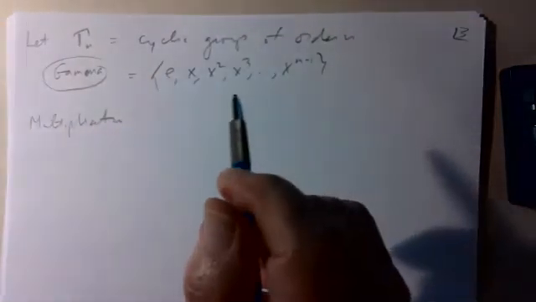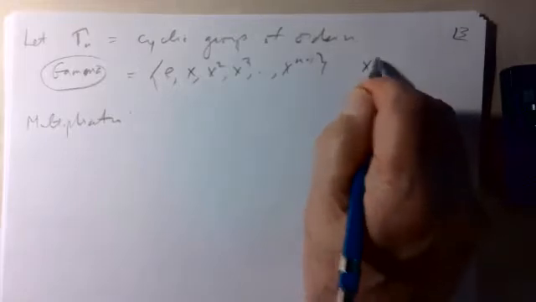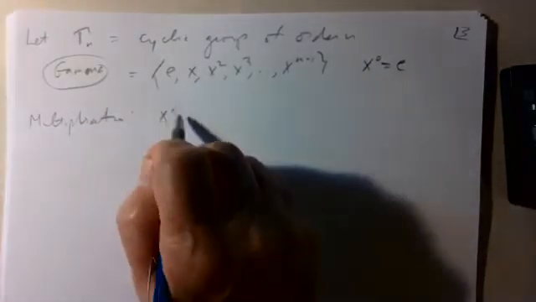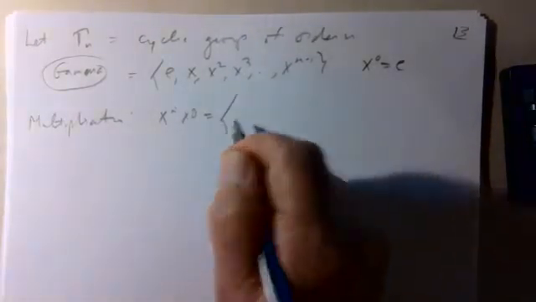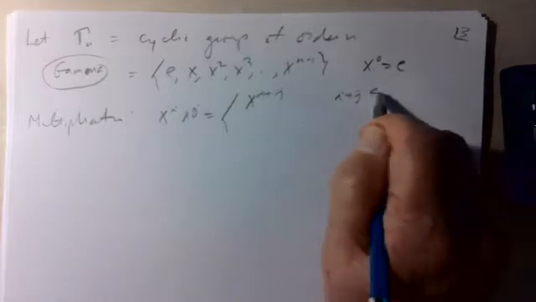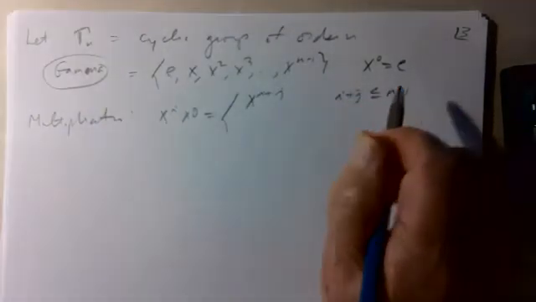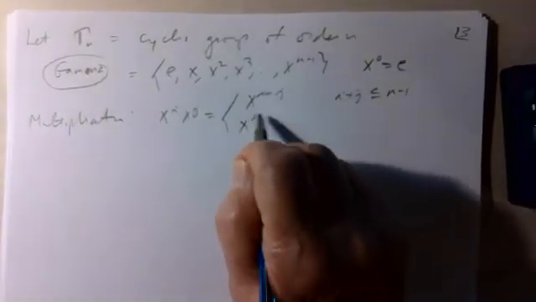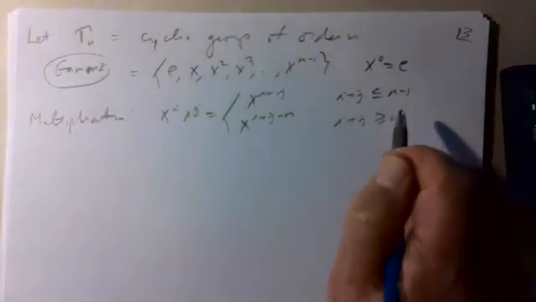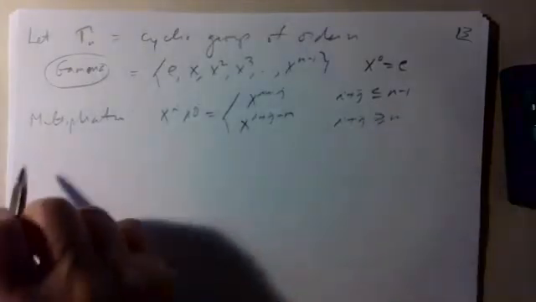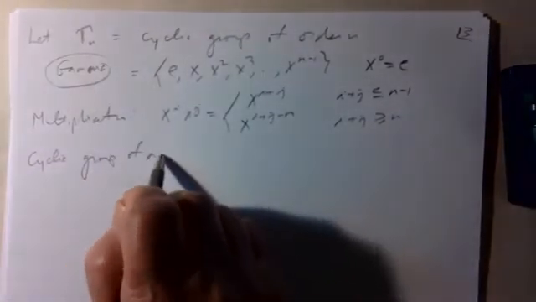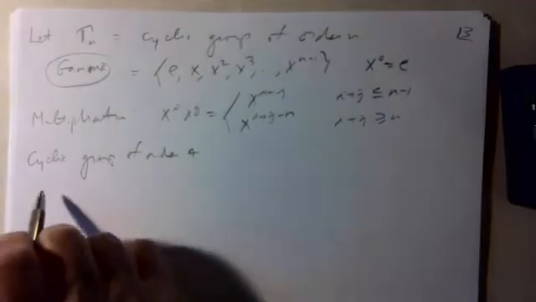is defined as follows. We define x to the 0 is e. So if you have x to the i times x to the j, this is x to the i plus j, so long as i plus j is at most n minus 1, and it's x to the i plus j minus n if i plus j is greater than or equal to n. So for example, what does the cyclic group of order 4 look like?